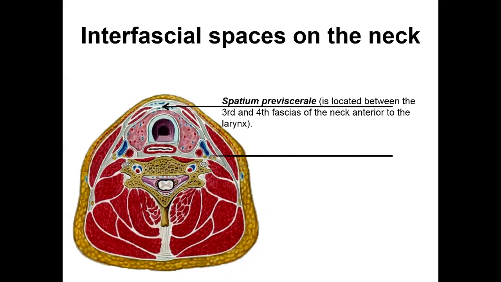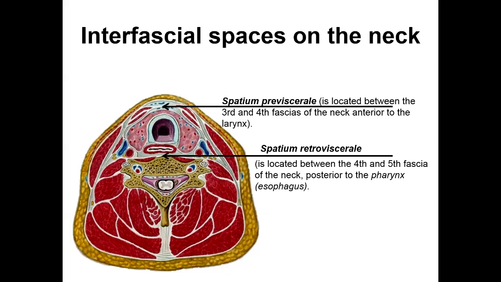And next, here it is, spatium retroviscerale, which is located between the fourth and fifth fascias, posterior to the pharynx or posterior to the esophagus. Here it is, esophagus. So, spatium retroviscerale. Again, on the specimen, we can enter here with the pincet or scalpel, and we shall reach mediastinum posterius of the thorax. So it's very interesting.